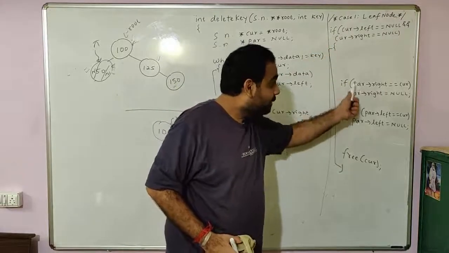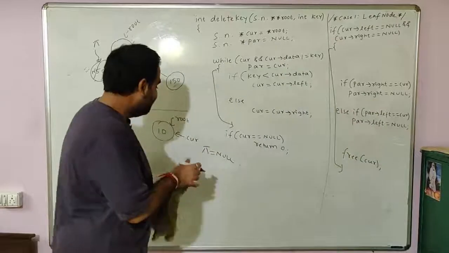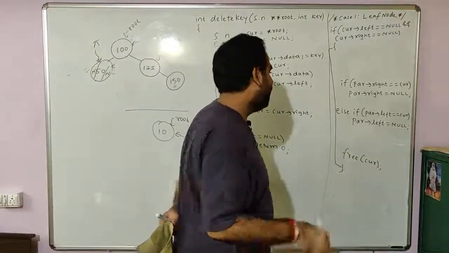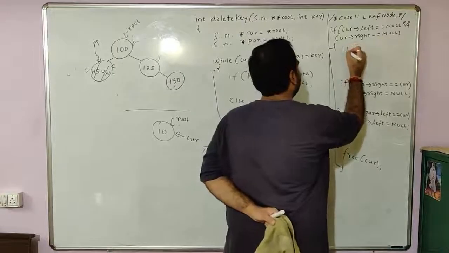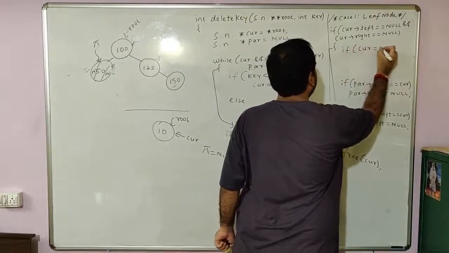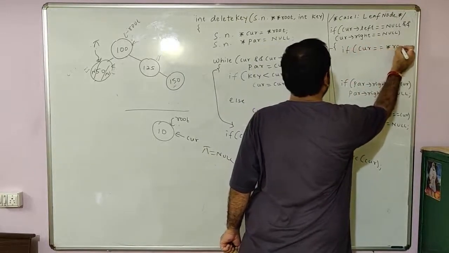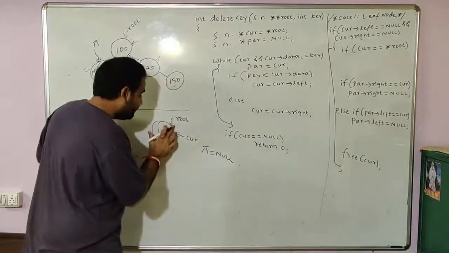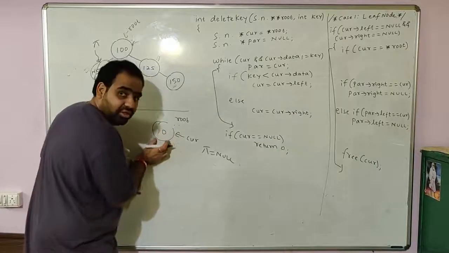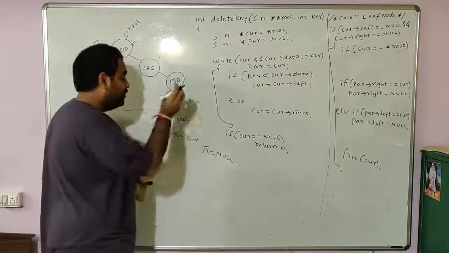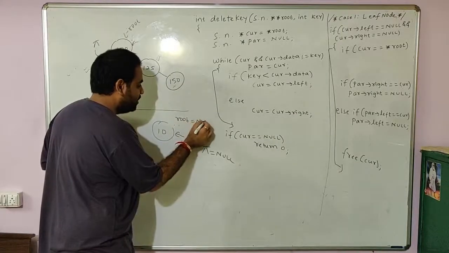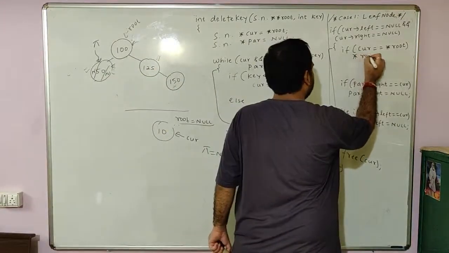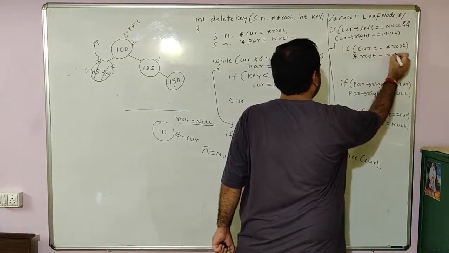Current arrow right equal to null? Yes. Now you say parent arrow right equal to current. What is the value of parent? Null. And what is null arrow right? Segmentation fault. Therefore, before this, we need to check if current is equal to root. That means the root node itself is to be deleted. If current is equal to root, now this is a leaf node, the only node deleted, so the value of root should become null. Hence, what do I write? Star root is equal to null.